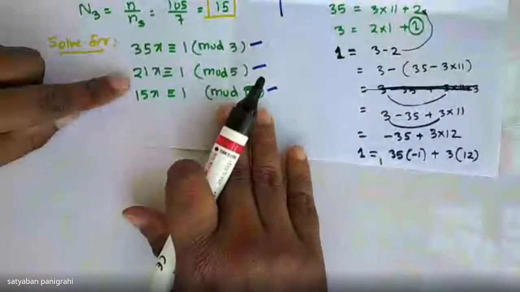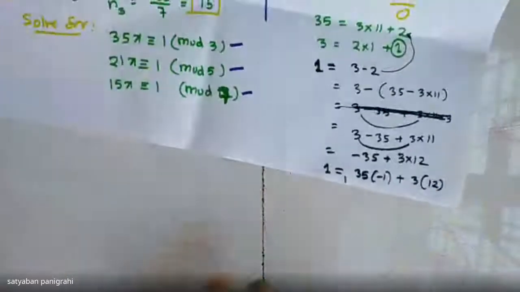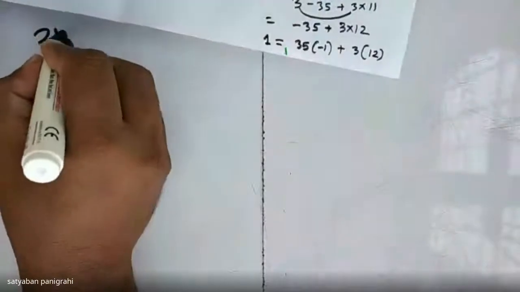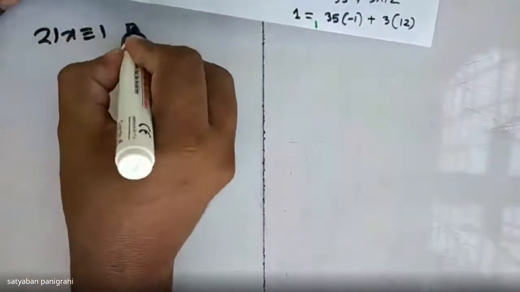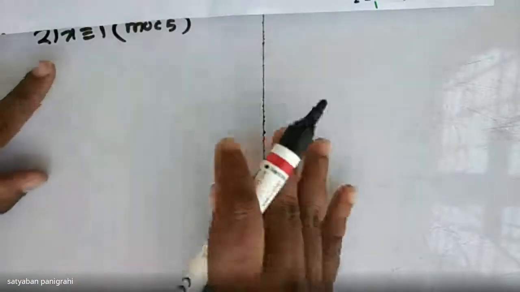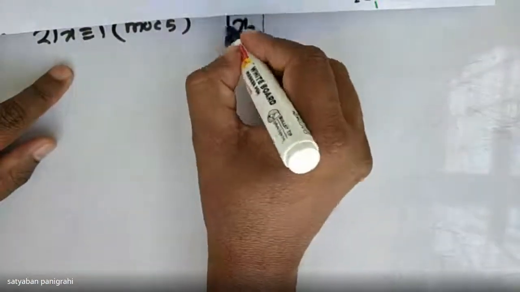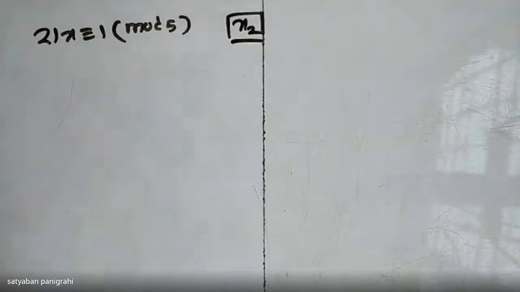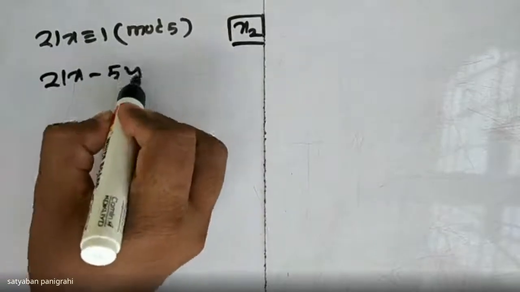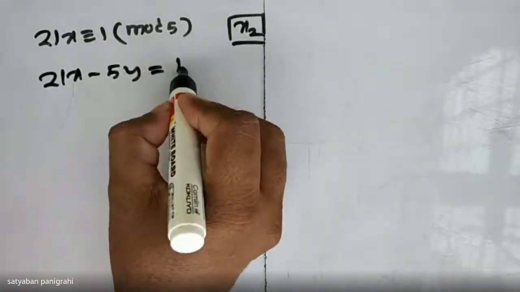21x congruence 1 mod 5. We have to solve for 21x congruent to 1 mod 5, and we are calling this solution x2. Same thing, think of this as a linear Diophantine equation. So we have to write 21x minus 5y equals 1.